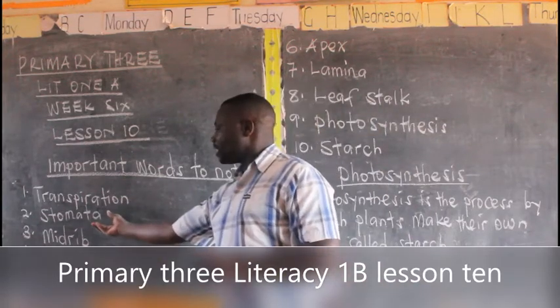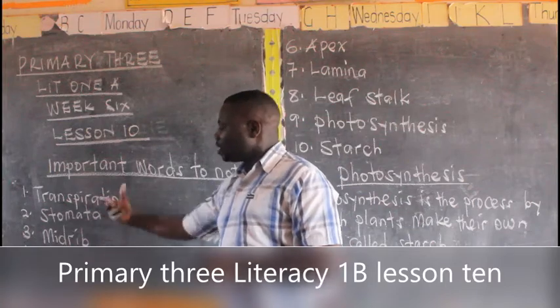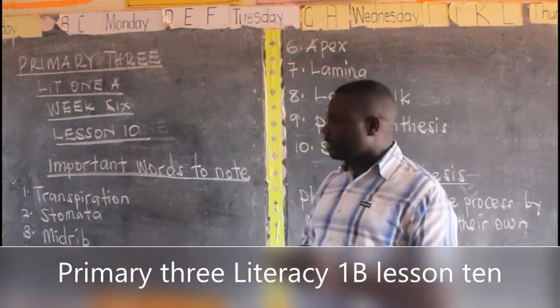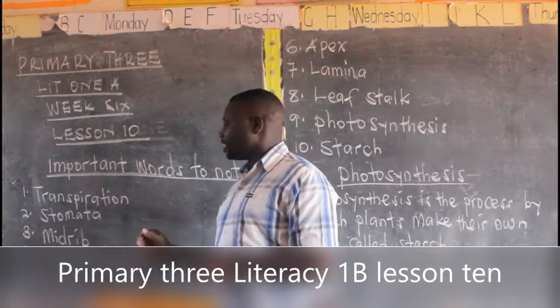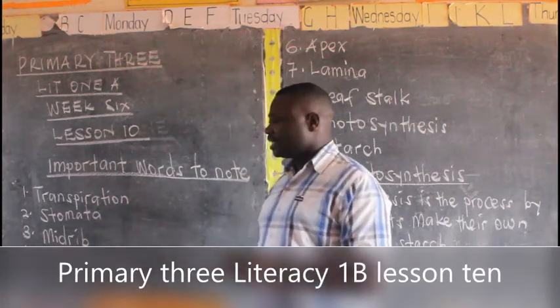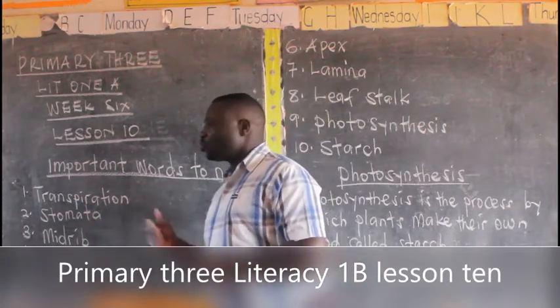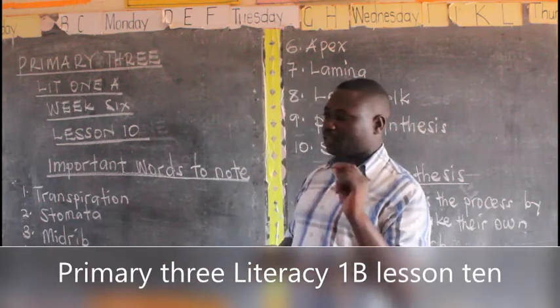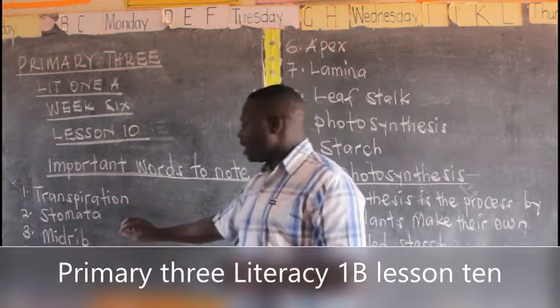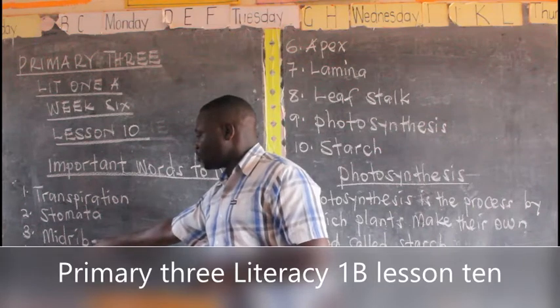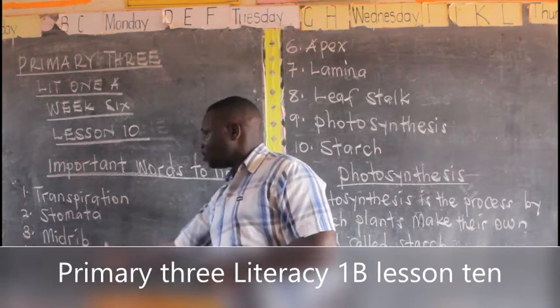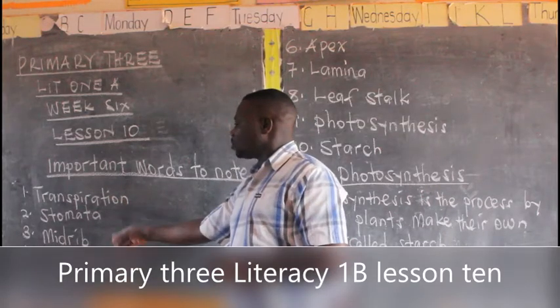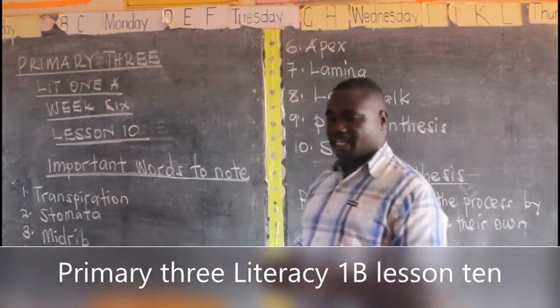Then we have the stomata. They just help or aid plants to breathe. However, they also give a hand during transpiration. They enable plants to lose water through the atmosphere. Then we have midrib. As long as you master these words here, then you'll be able to read more, to answer questions about leaves.